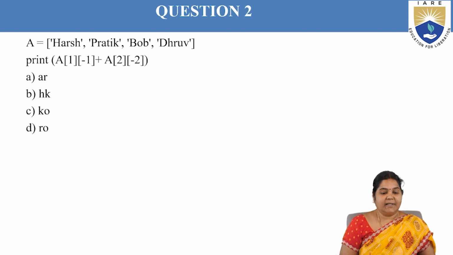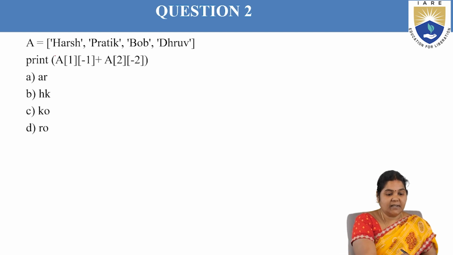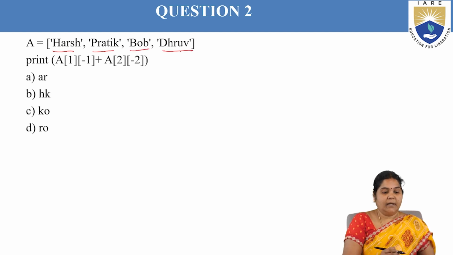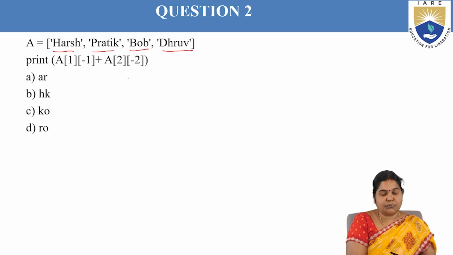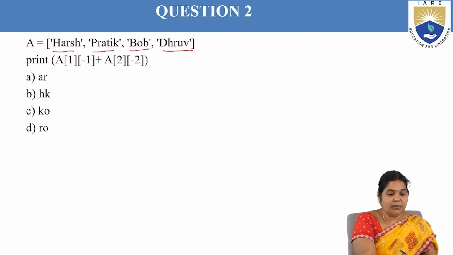Now in this question, again there is a list containing 4 strings. The first string is Harsh, second is Pratik, then Bob and Dhruv. Now you have been asked to print A of 1 of -1, A of 2 of -2. What will be the result of this concatenation? If I talk about the indexing of these 4 strings, Harsh will be at index number 0, Pratik at index number 1, Bob at index number 2 and Dhruv at index number 3.